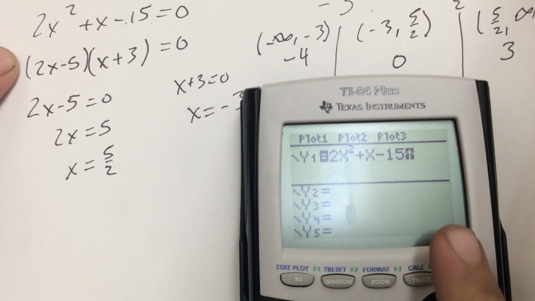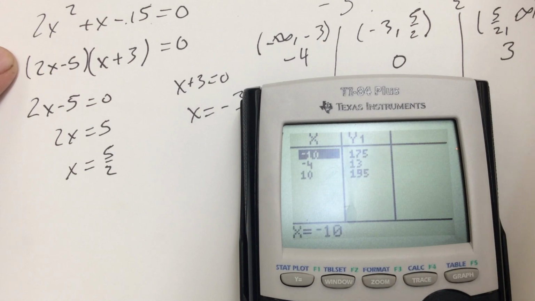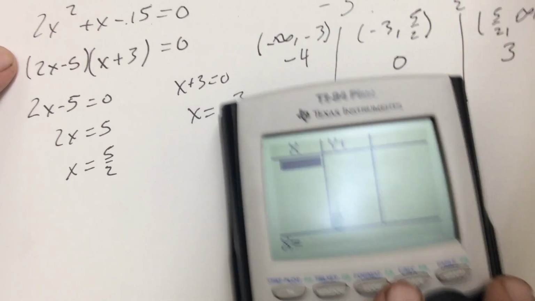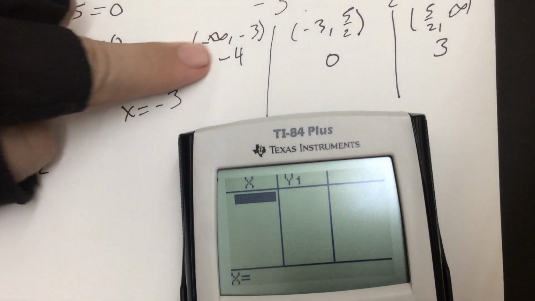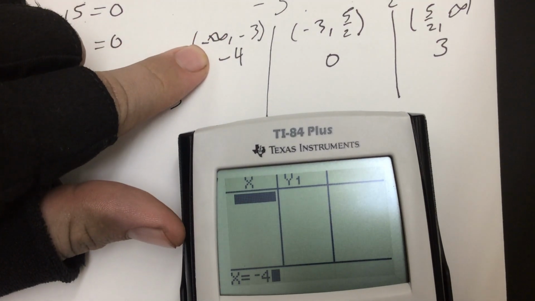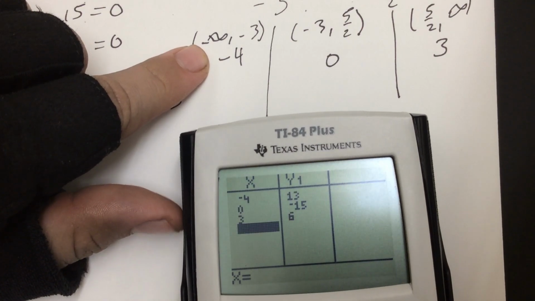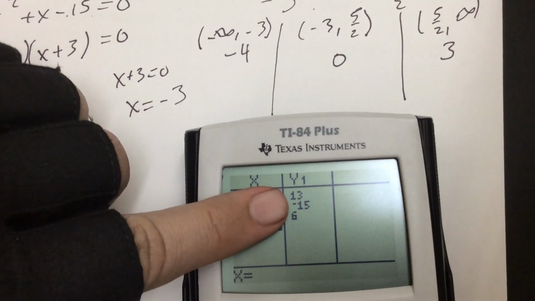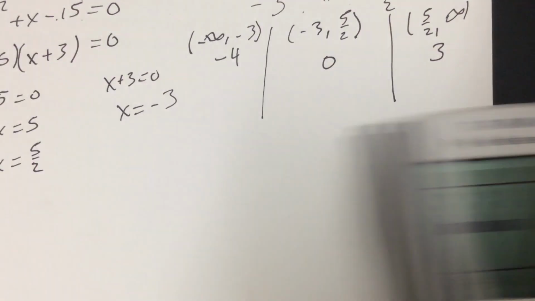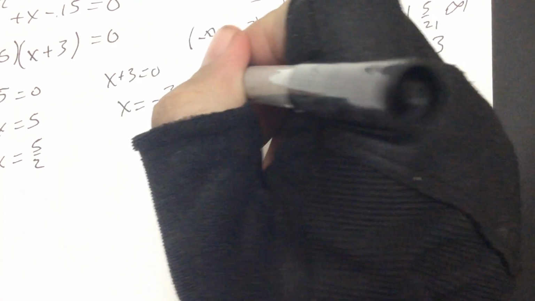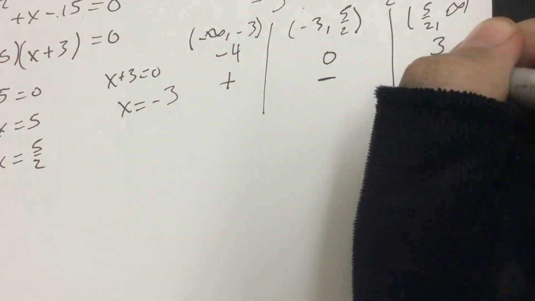Then we're going to hit second graph to go to our table. Again, if there's stuff here, delete it out of the way. Don't hit clear, because that just clears the spot, and then you still have to arrow around and delete stuff. Hit delete, and it'll get rid of it. We have our test values, and that's what we're going to put in: negative 4, 0, and 3. Looking at these, we have a positive, a negative, a positive.